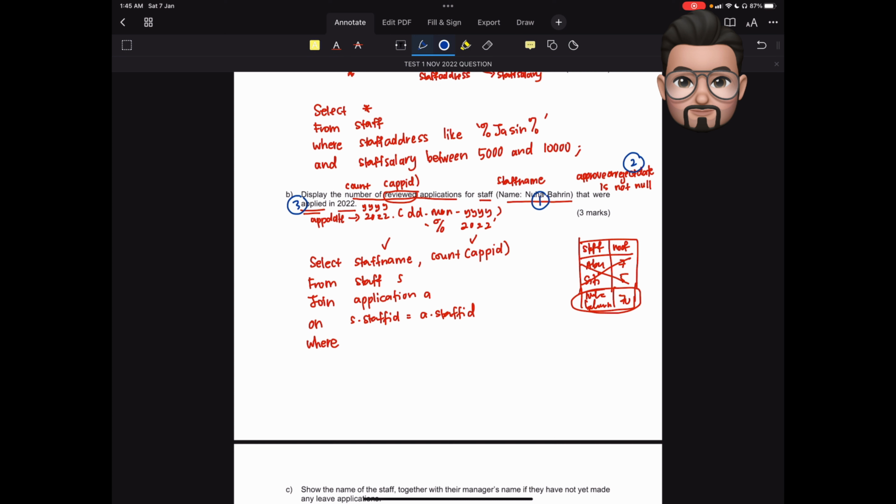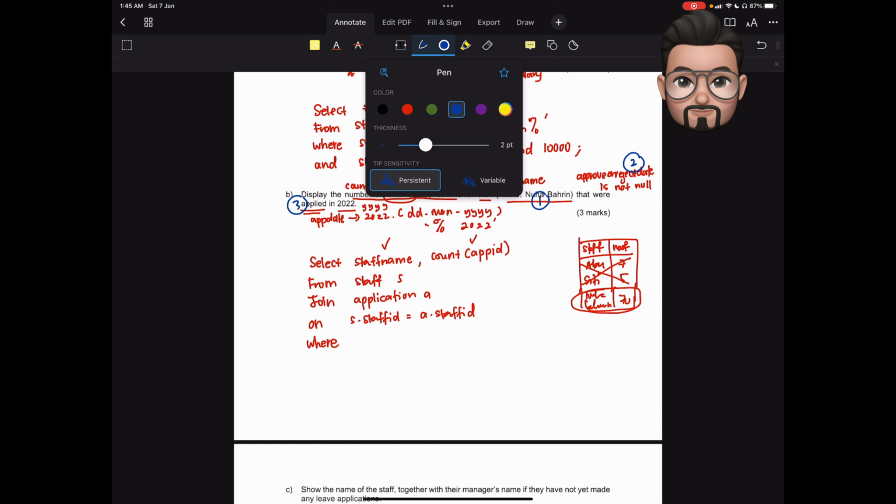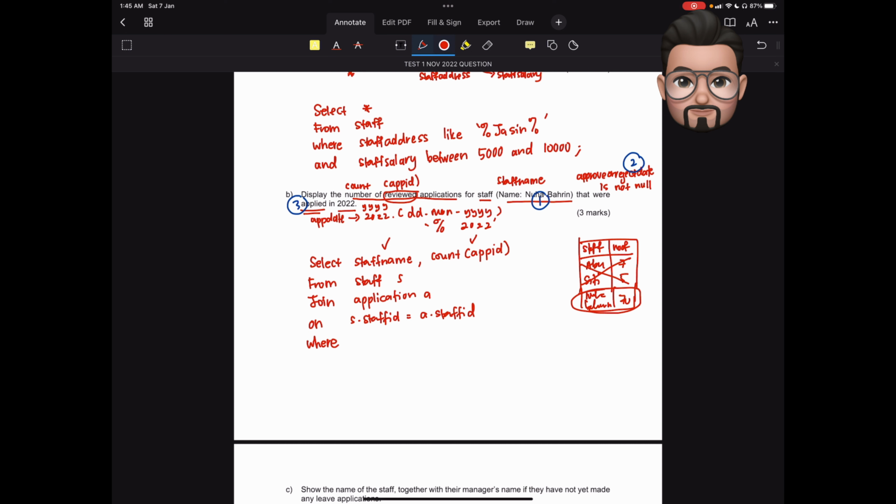So we have three different conditions. Which one you want to do first is up to you. Let's say the first one is for Nuha Bahrain, where staff name equals Nuha Bahrain, because we just follow what the question wants. This is the exact one. Nuha Bahrain.